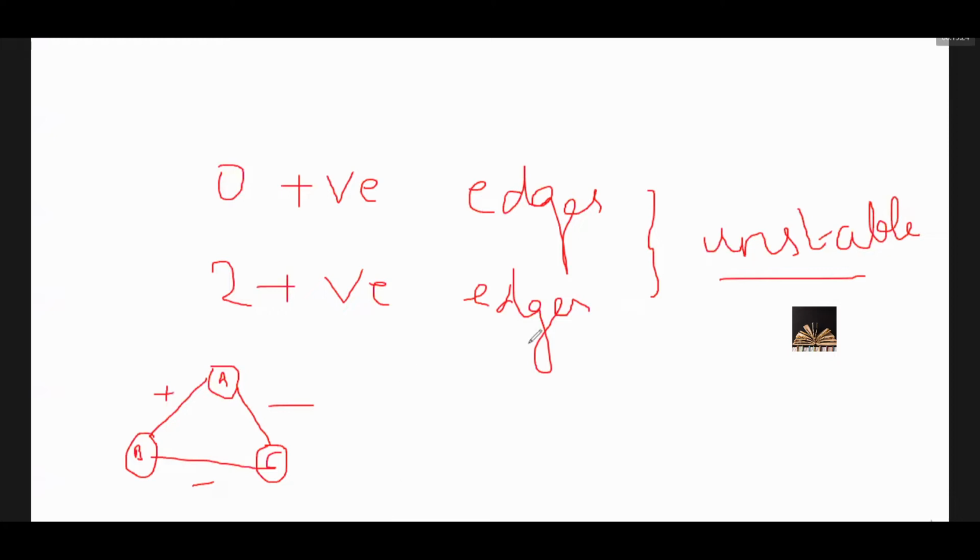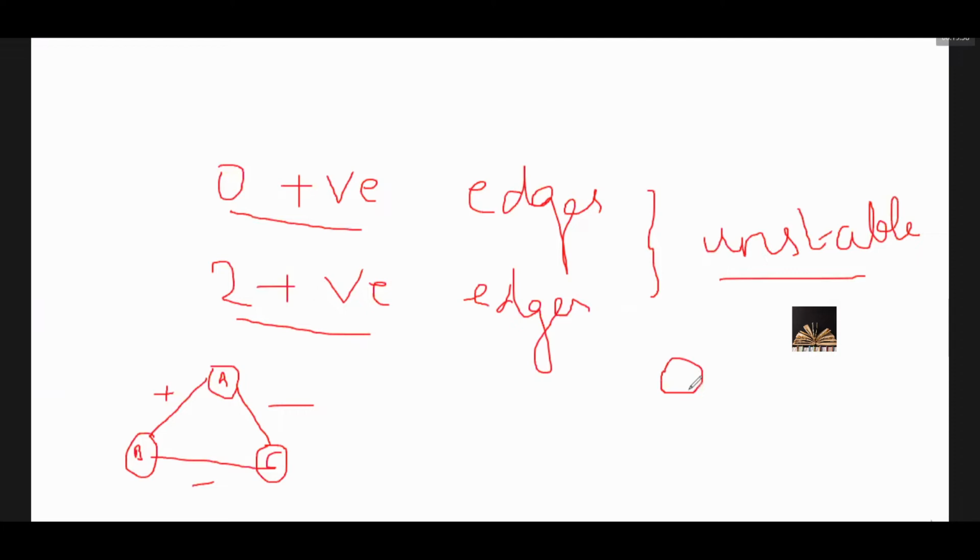Okay, so how will you identify whether it is a stable triangle or unstable triangle? By using this technique. If it has zero positive edges or two positive edges, then they will become unstable triangles. Okay.